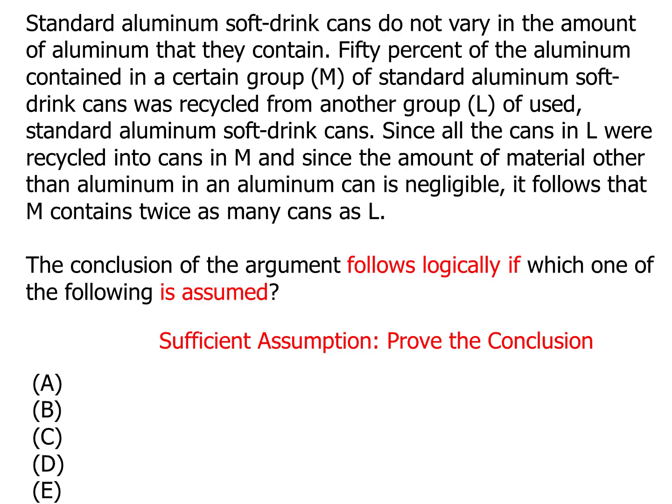Accordingly, we have to start out by looking for the conclusion. Here, it's not hard to find. It has a nice conclusory keyword, "it follows that" right in front of it. So the conclusion is M contains twice as many cans as L.